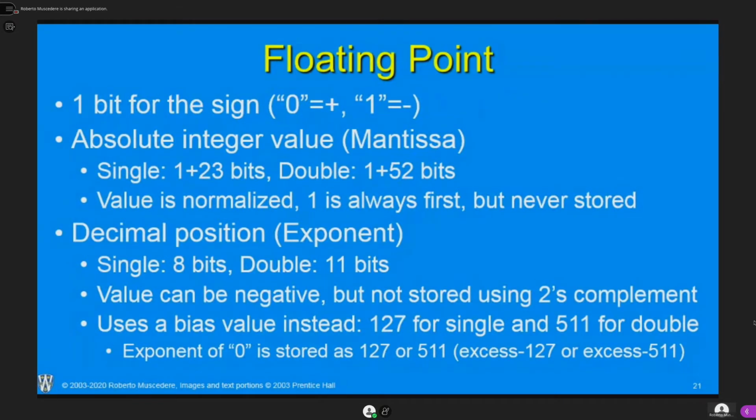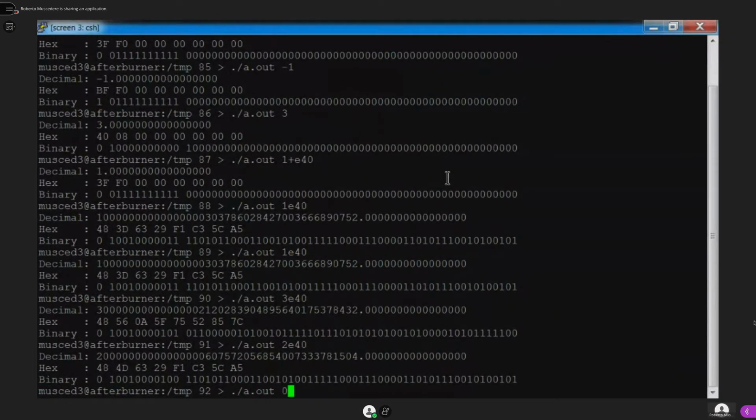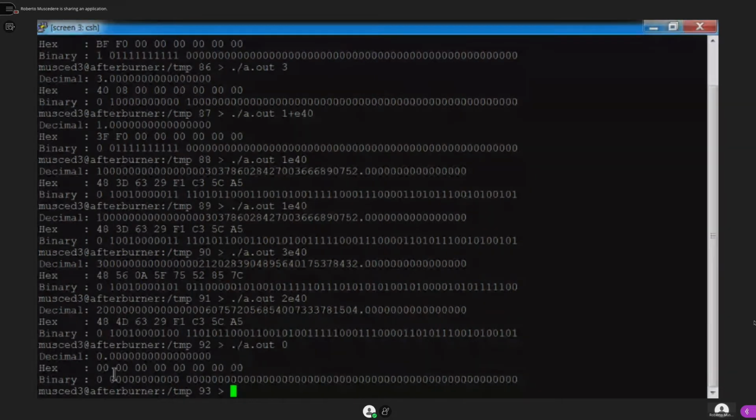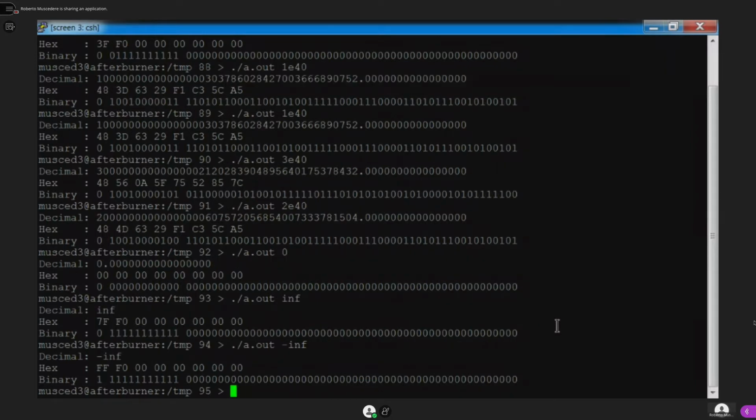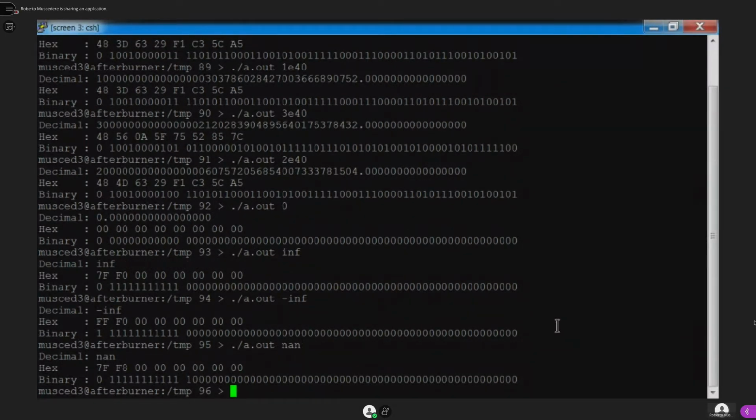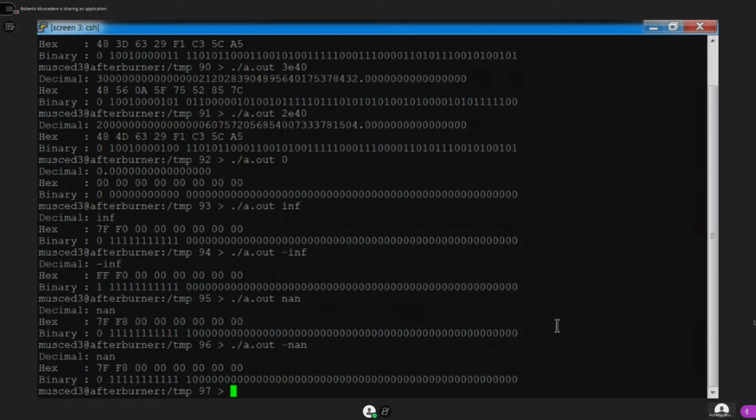Let me just go back here. The special case of 0 is if all of the bits are 0, then the number is 0. But there are some other special cases. We have a representation for infinity. We have a representation for negative infinity. We have a representation for NaN. Does anyone know what NaN means? Not a number. It means somehow the calculation just didn't work out. There was some problem, so it's just a way of telling us that it's kind of like an error. I wonder if we have negative not a number? No, only not a number.